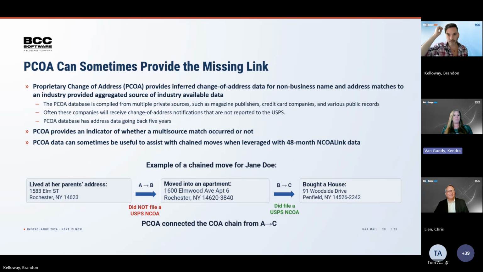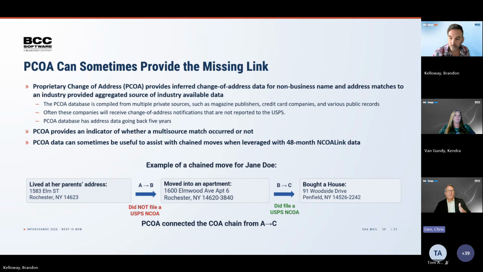So the chained addresses are where they move multiple times. I think some studies said that people typically move 5 to 7 times in their life. They're constantly moving, particularly a student, or somebody who moves out of the house and then gets an apartment and bounces around. And if they forget to file a change of address along that journey, it breaks the chain.